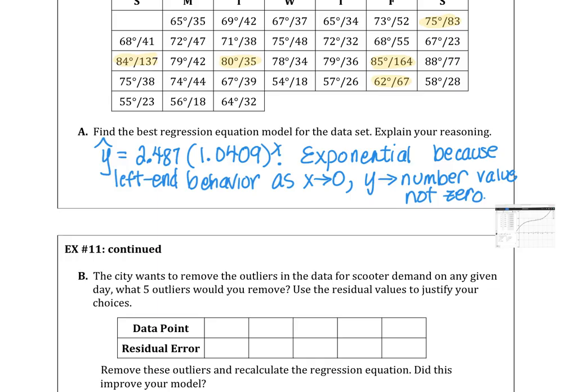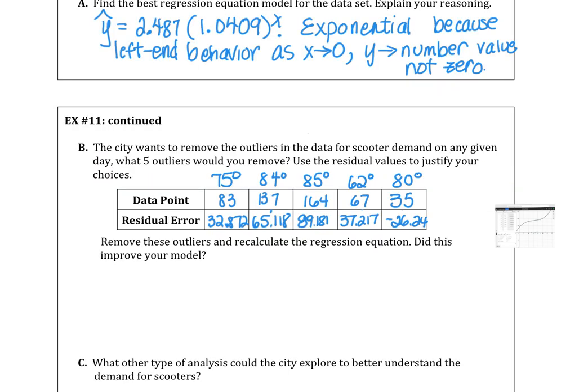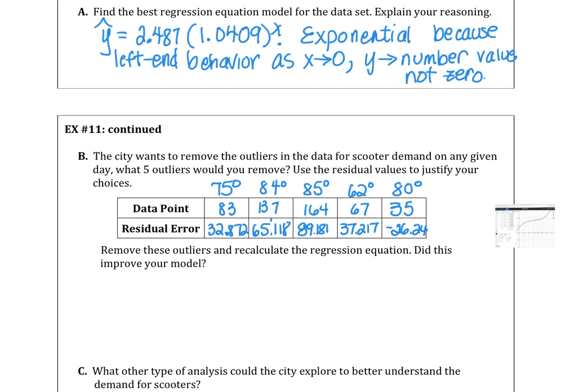For part B, the city wanted to remove the outliers in the data for the scooter demand. I picked 5 outliers for myself and highlighted those above. We're going to use the residual values. The residuals will help us justify our choices. Because of the time of the lesson, I've done all the work on the side. But 75 degrees and 83 scooters had a very large residual, 32.872. These were underestimates, and this was an overestimate.